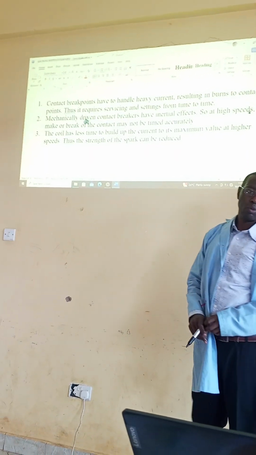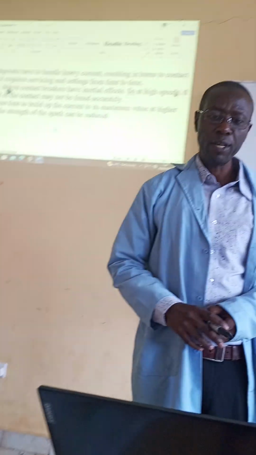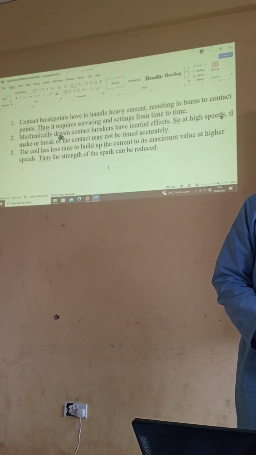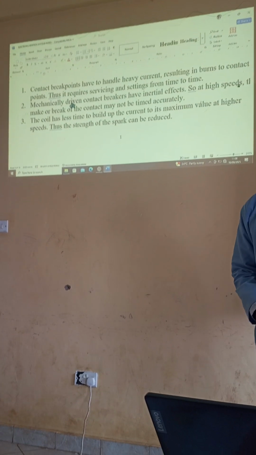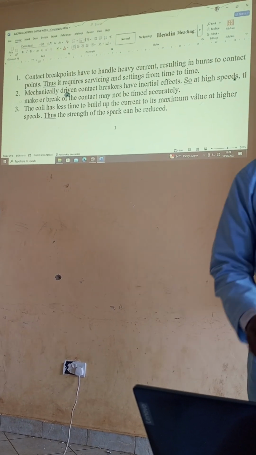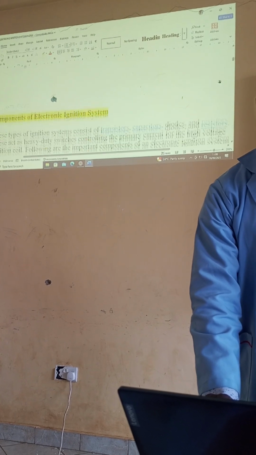So when you come to electronic, it can handle heavy currents. Mechanically driven contact breaker points sometimes have inertia effects, so at high speed, sometimes they affect it. Okay, number two. Number three, the coil has less time to build up the current to maximize the value at the higher speeds, which the electronic system can manage.